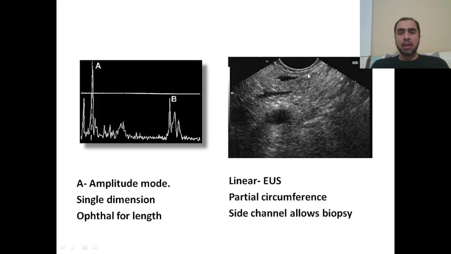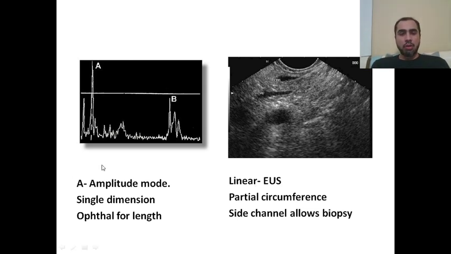A linear EUS will look like this. So this is the edge of the endoscope, so you can only see a part of the circumference of whatever luminal structure you are seeing. So partial circumference will be linear EUS, layer by layer. But the advantage of a linear EUS is it has a side channel which allows you to take a biopsy.